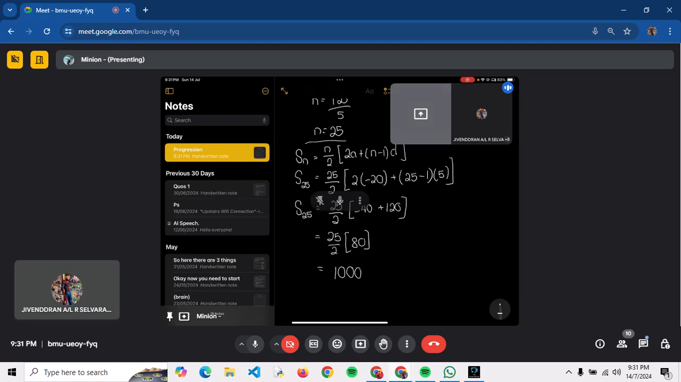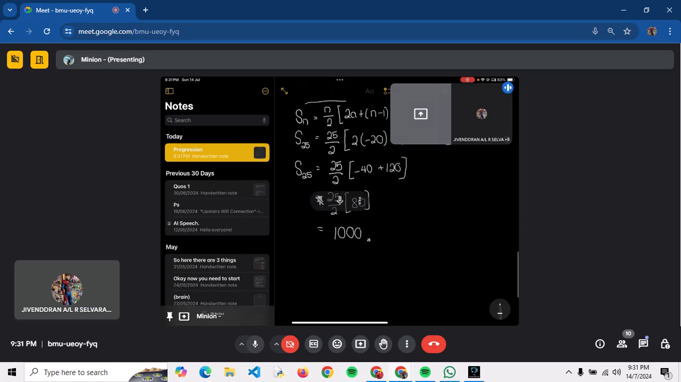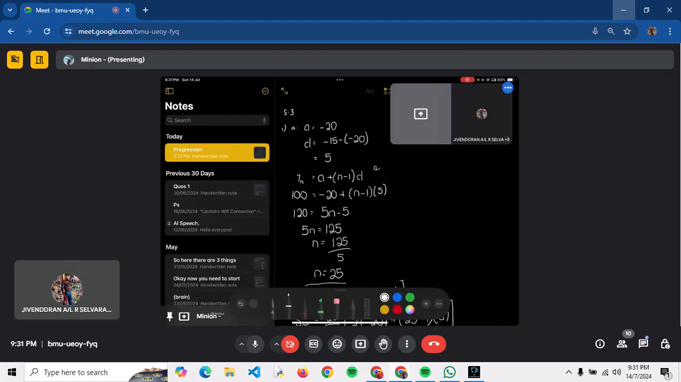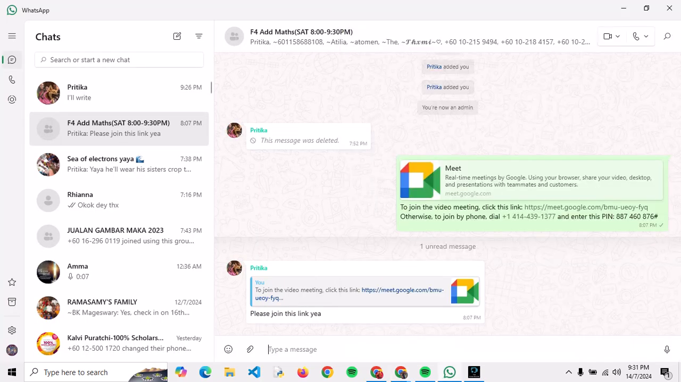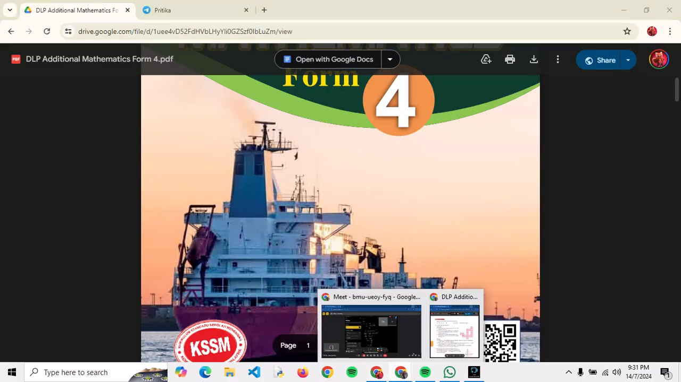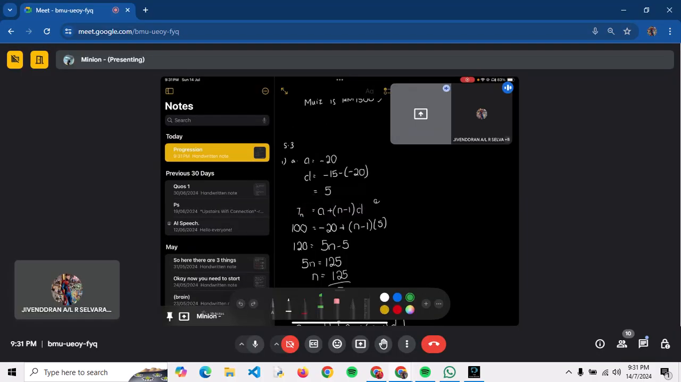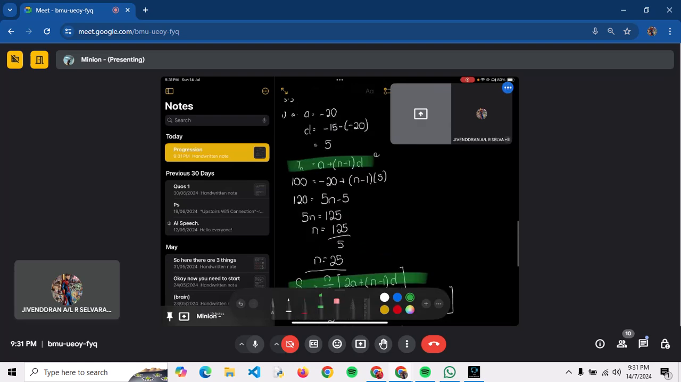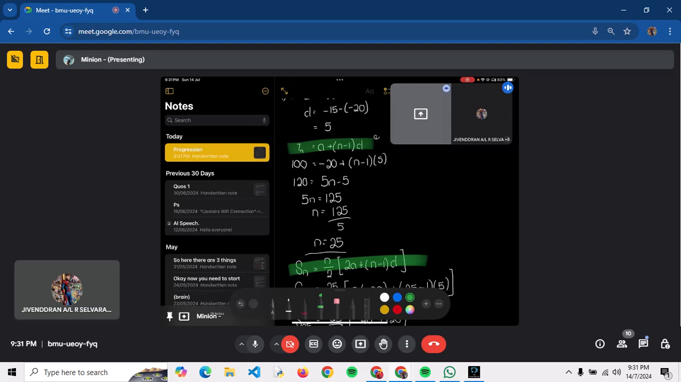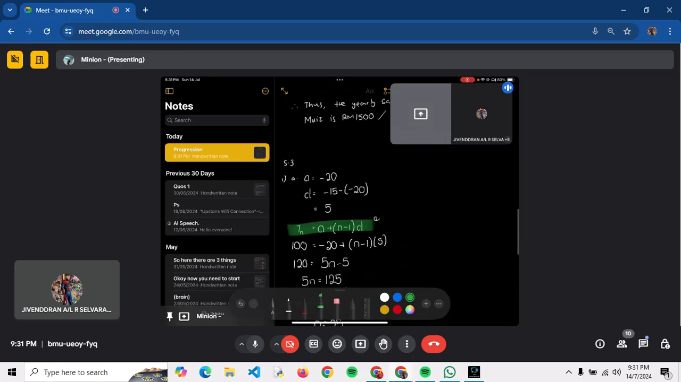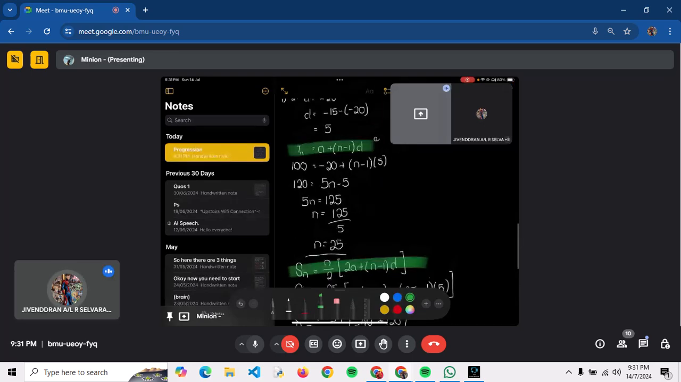And is my working okay? I mean, can you guys understand? So the first formula you have to use is the Tn formula, right? And the second formula will be the Sn formula. You guys have to use both formulas to answer fully for this question. Don't just use one. Maybe you can only get half mark or not even half mark.